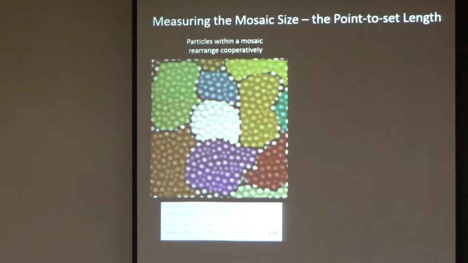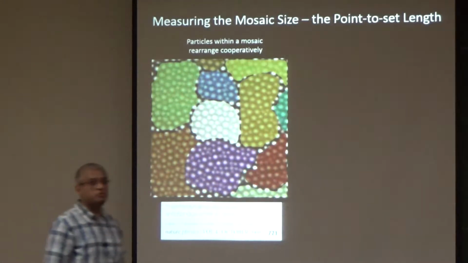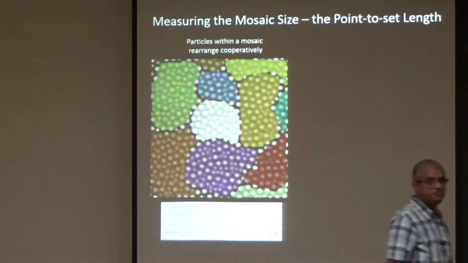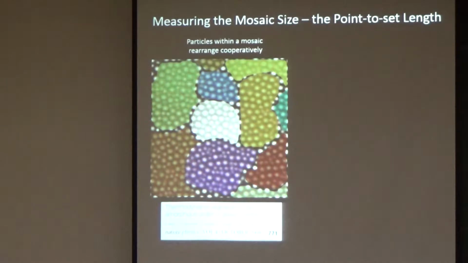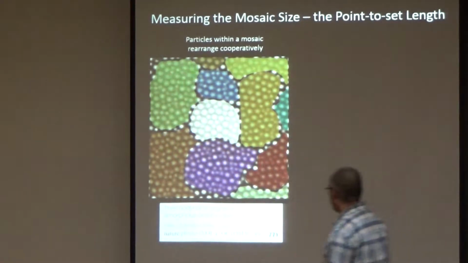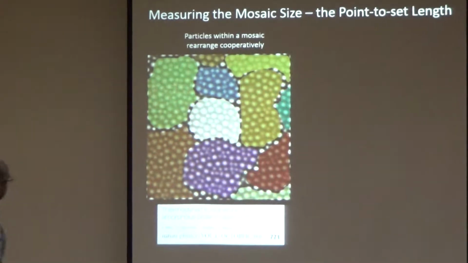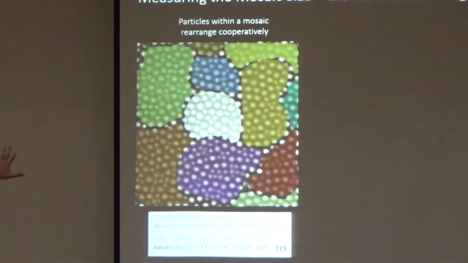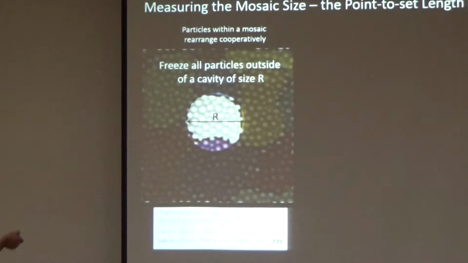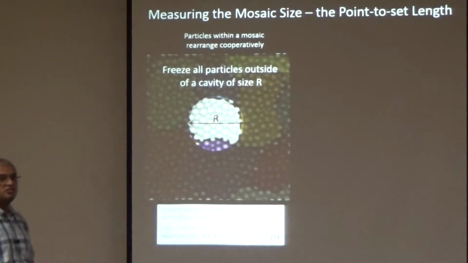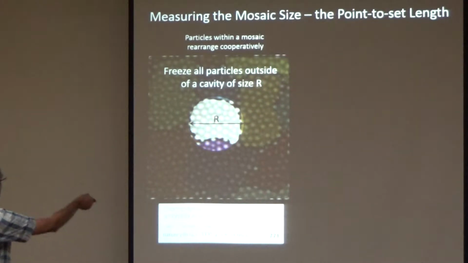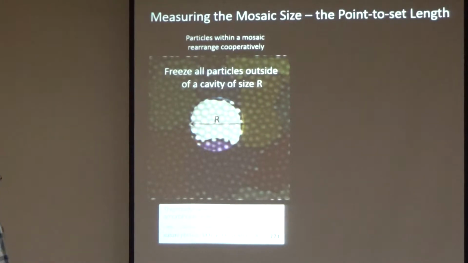So how does one go about measuring the mosaic size? Like I told you, you have given an amorphous state. How does one go about doing that? And these people came up with a very clever way of doing it. The idea is, let us say that this is indeed my mosaic state. What I'm going to do is, I'm going to freeze all particles outside of a cavity of radius r.